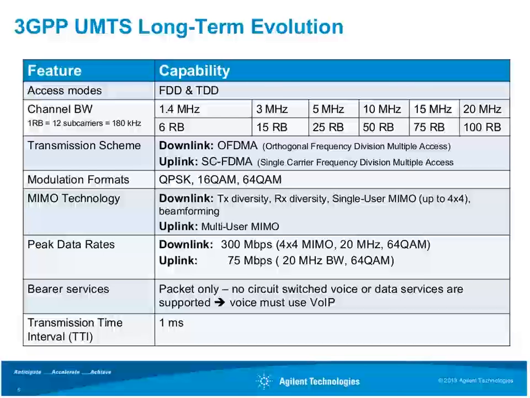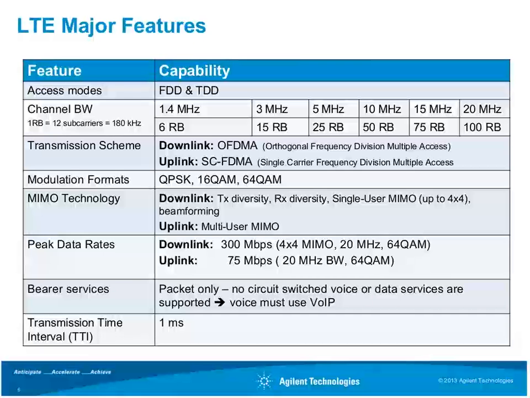So let's take a look at some of the key technical features. And as we're talking about some of these, maybe you want to keep in mind some of those motivation and goals that we discussed earlier. So, access mode. LTE uses both frequency division duplex and time division duplex. For FDD, the uplink and the downlink have dedicated frequency bands. And for TDD, the uplink and downlink share the frequency band over time. And we also refer to these as using paired and unpaired spectrum.